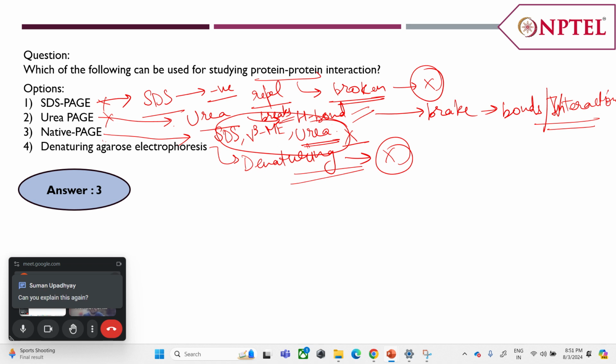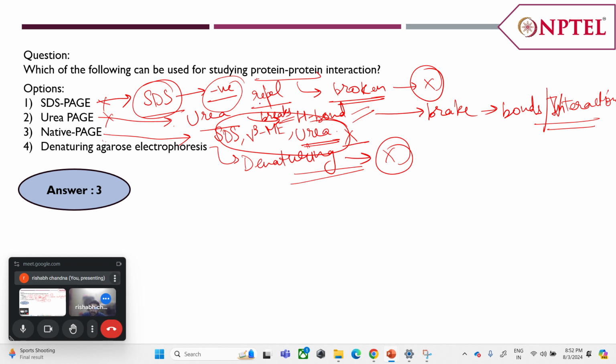Okay, so what happens in case of SDS-PAGE? We use SDS, that is a negative detergent. If we are applying SDS to a solution of proteins, that would apply to all the proteins in the solution. That means the negative charge on the protein would repel the other protein also, because it is also negatively charged.